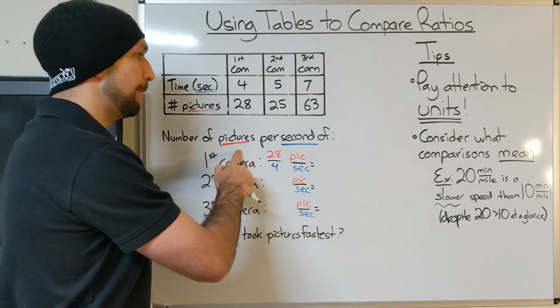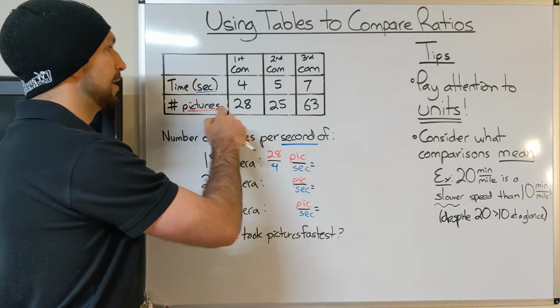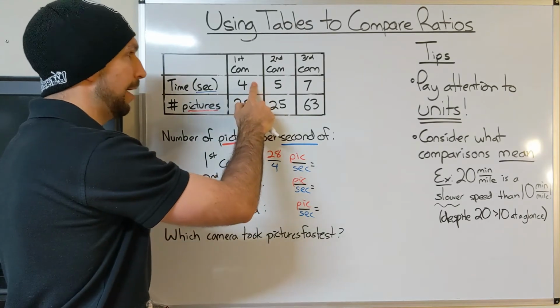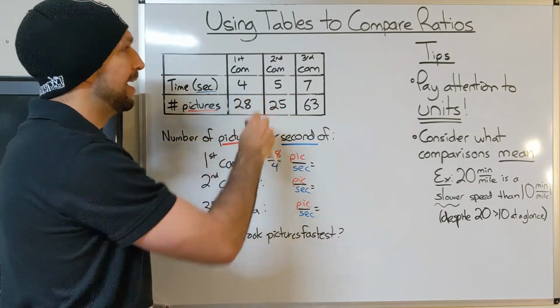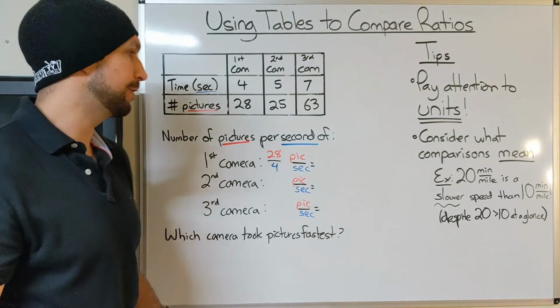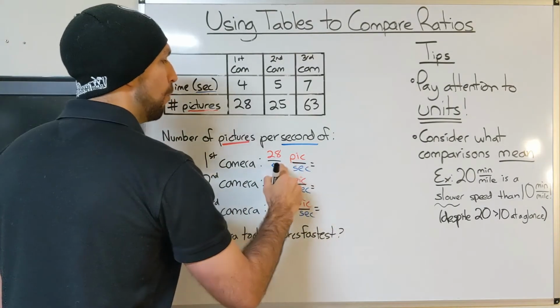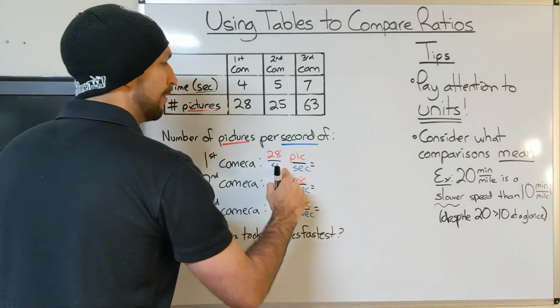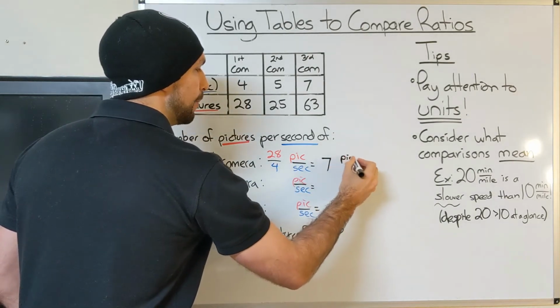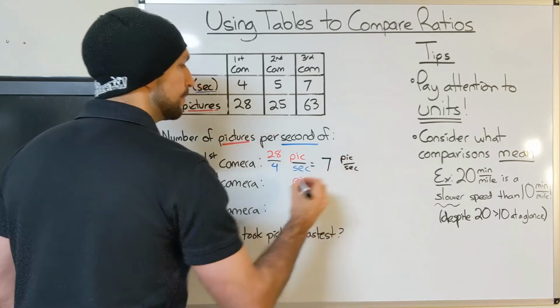We're trying to find pictures per second. The number of pictures is our second row, so we're dividing this number by our number of seconds, our first row. It's not always going to be top to bottom or bottom to top. We have to pay attention to our units. So 4 divides 28 evenly. 4 goes into 28 7 times, so 7 pictures per second.